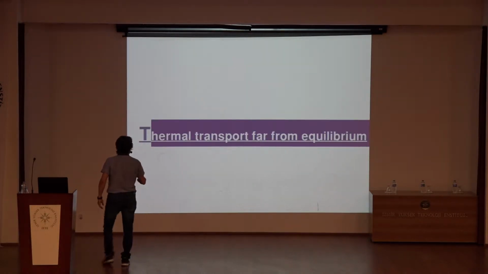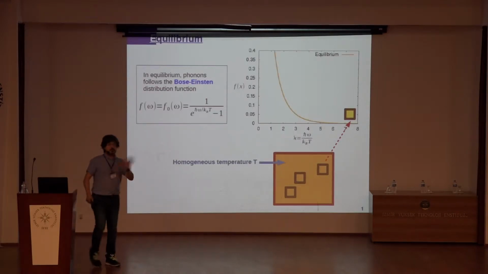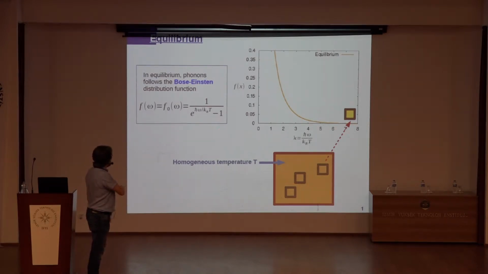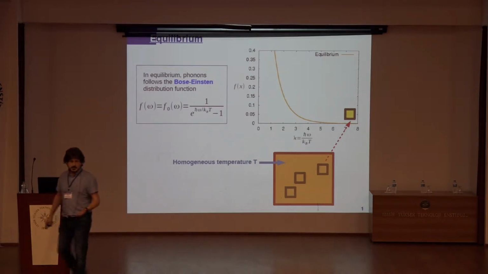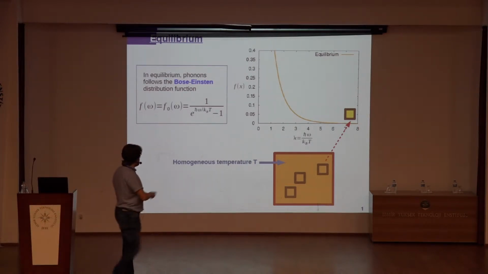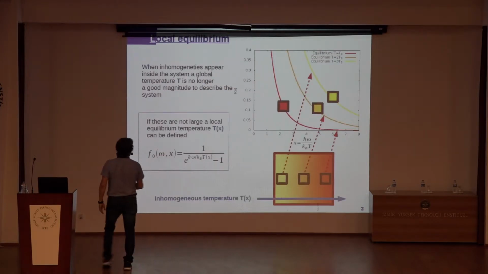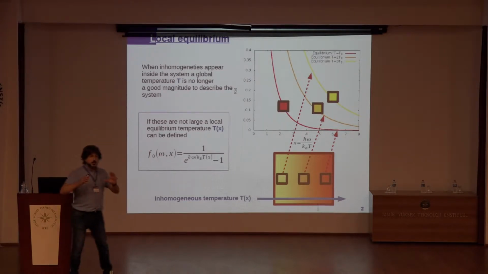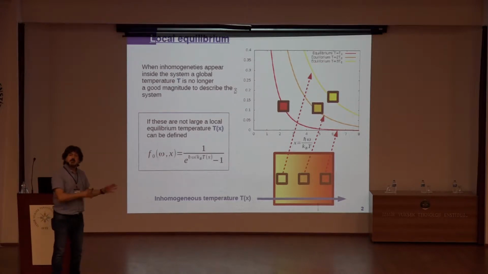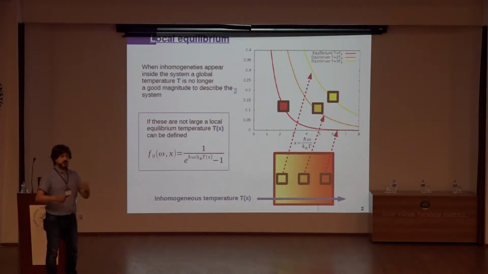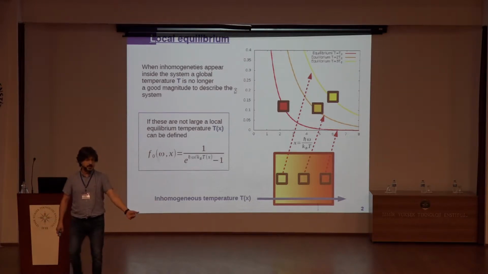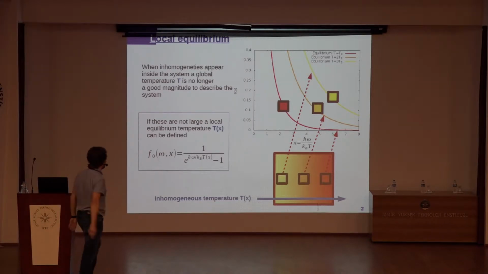Okay, let's start with the transport equation far from equilibrium. I will give a brief introduction just to make a nice connection. In equilibrium, everybody knows that the phonon distribution function is the Bose-Einstein distribution. It does not depend on the position or the time. If you put the system out of equilibrium, for example, in a smooth way, like imposing a thermal gradient, what you get can be represented by the local equilibrium approach. This is something so simple, just choosing a different temperature at each position and saying that in that position you have the same equilibrium distribution, but with a different temperature.